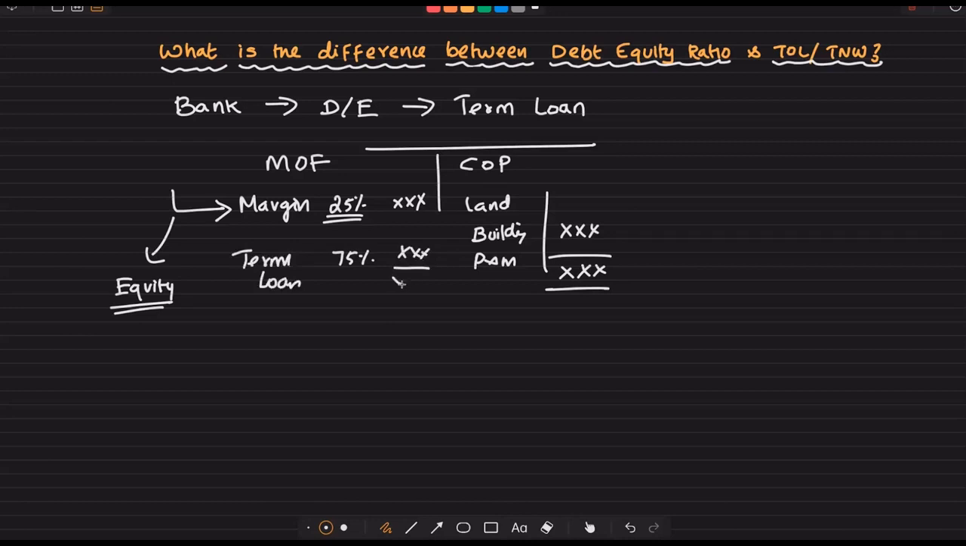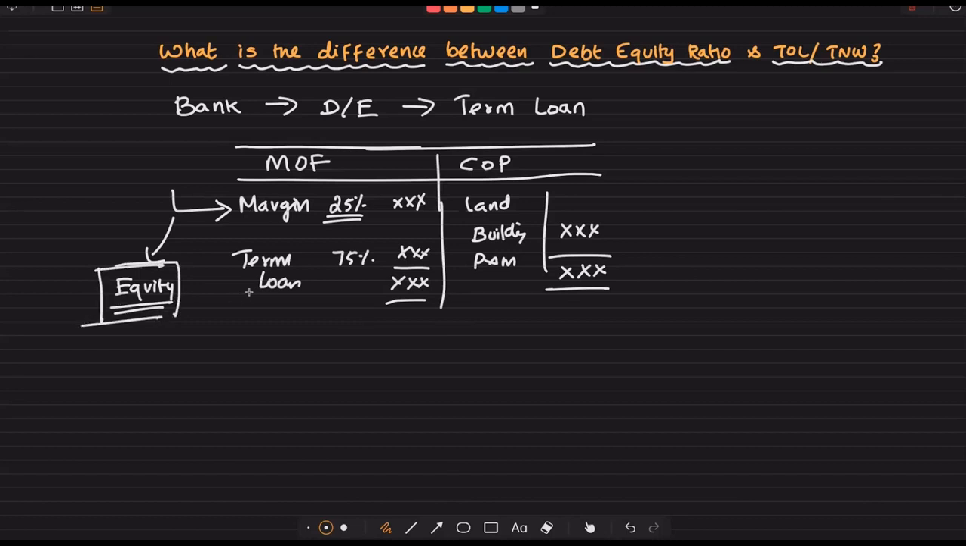So here, by looking at this cost of project means of finance, what we can make out is this project 25% has been funded by owners, we call it equity, and the remaining 75% is coming in the form of a loan. Now the debt here is 75%. For understanding purposes, let's say the cost of project is 100, so the term loan is 75 and the margin is 25.